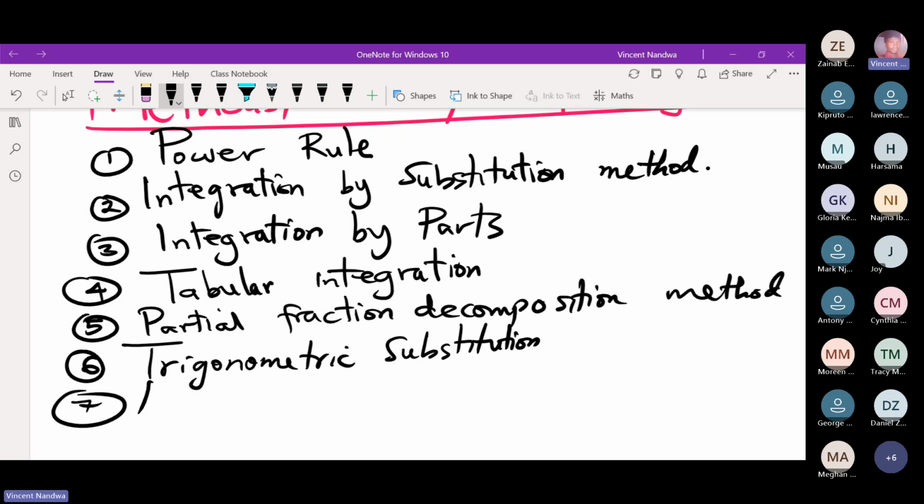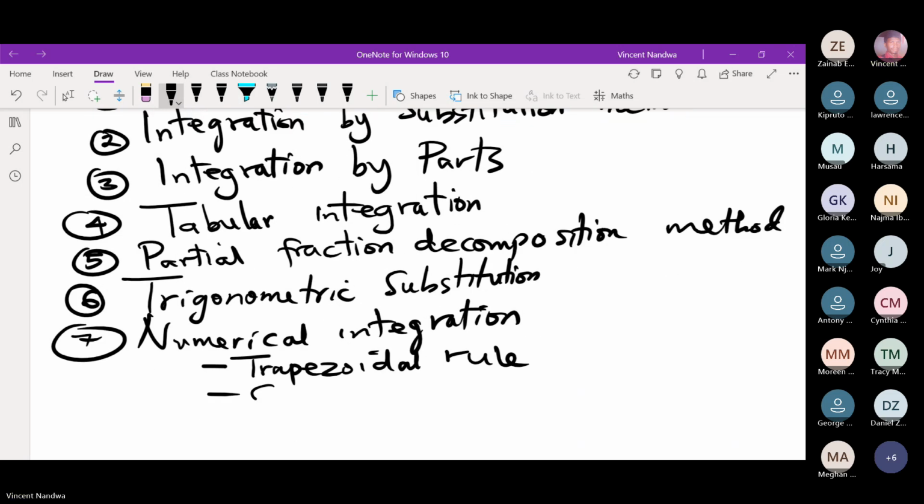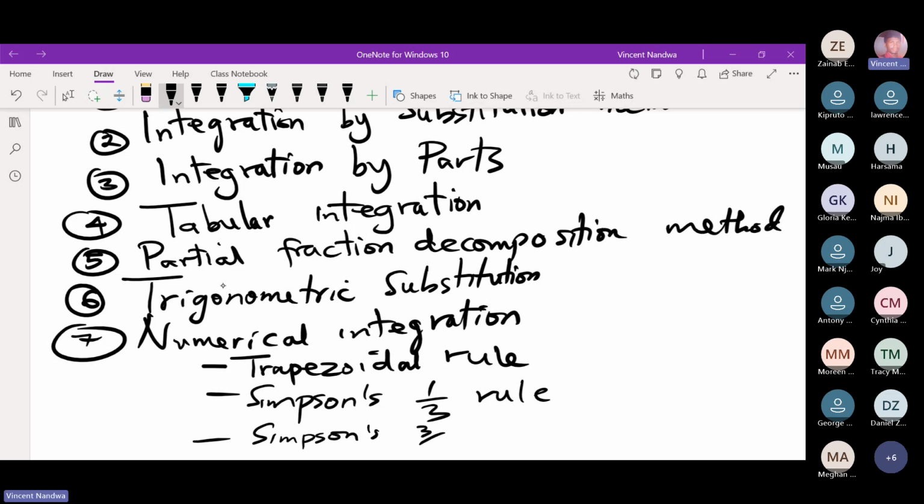Then we have numerical integration. Under numerical integration, we have what we call the trapezoidal rule, which you did in high school. We have Simpson's rule, and also Simpson's 3/8 rule.